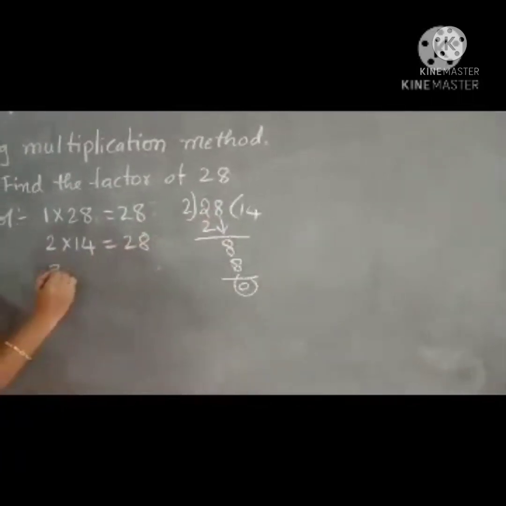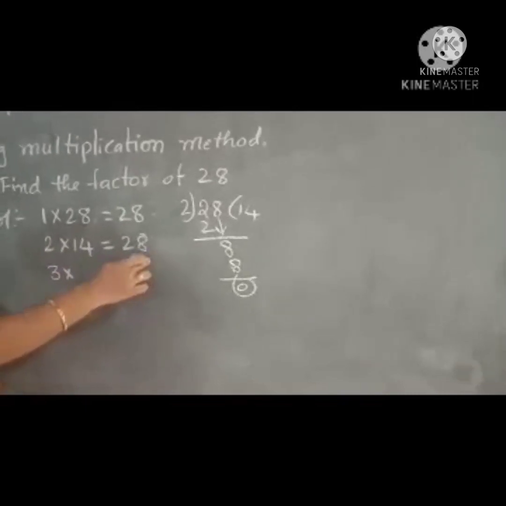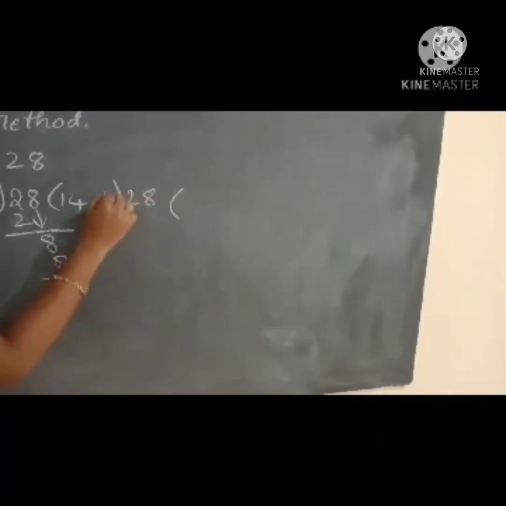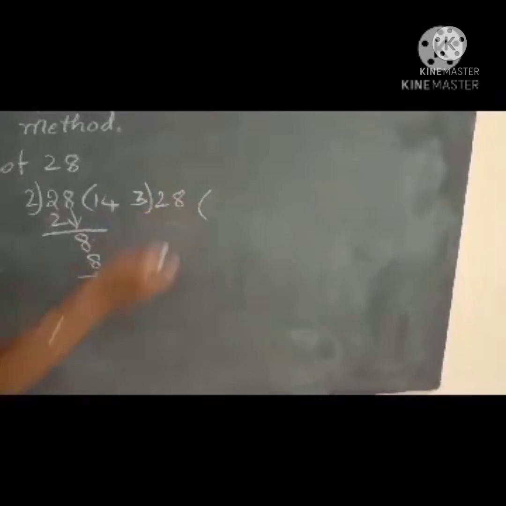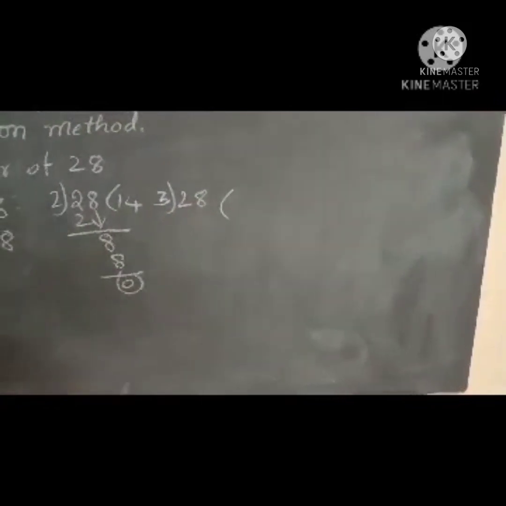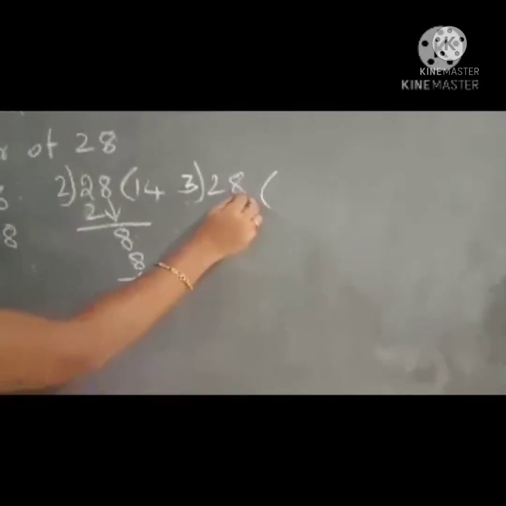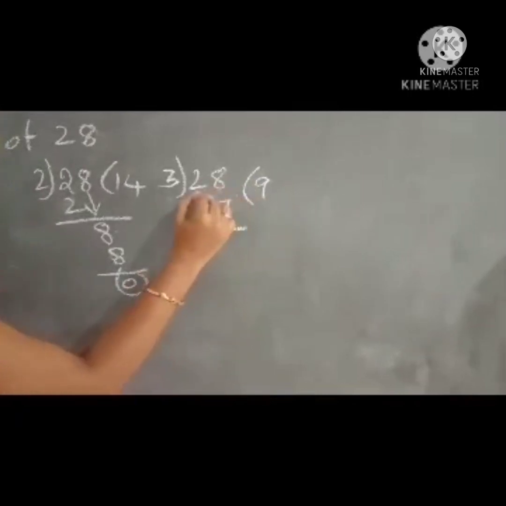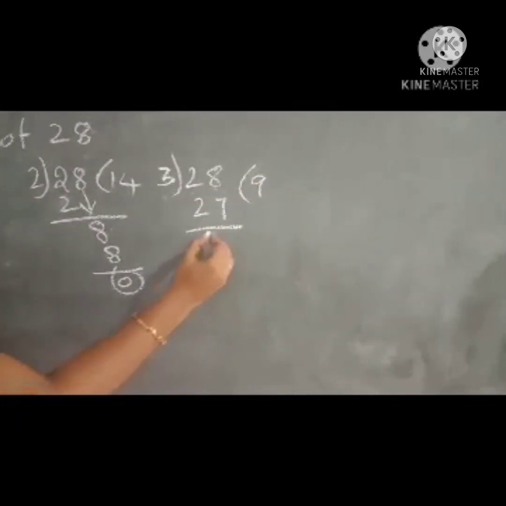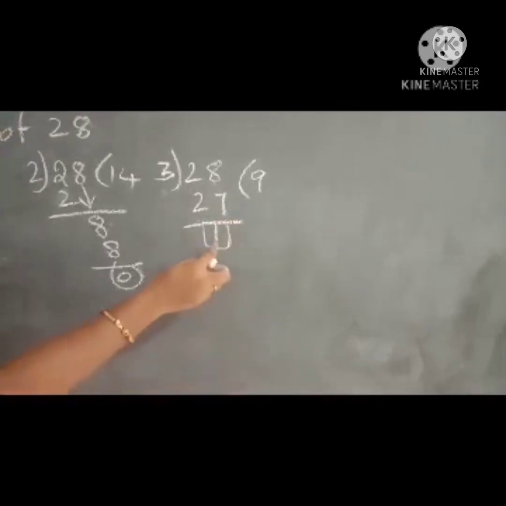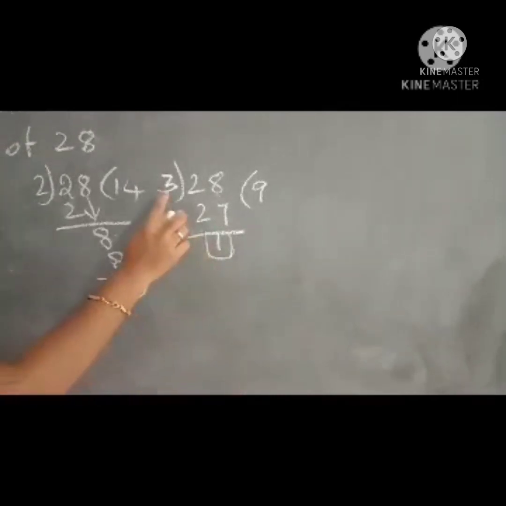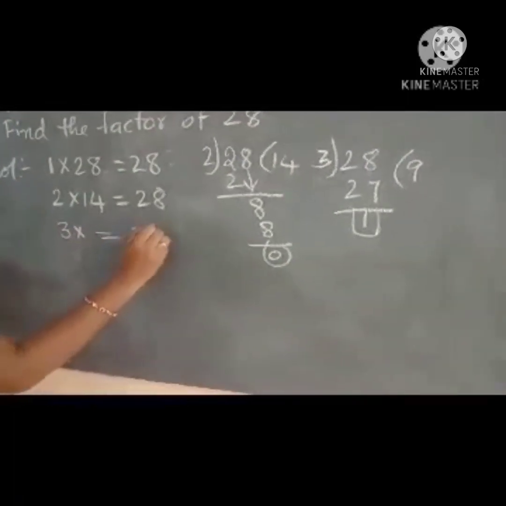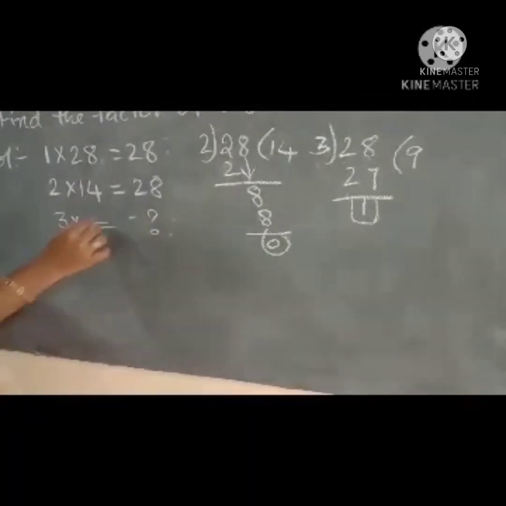Again, in 3 table, is 28 there or not there? Again we have to do the division, 28 by 3. Tell me, in 3 table, is 28 there or not there? Not there. 3 nines are 27. 28 minus 27, what is the remainder here? 1 is the remainder. So here we have a remainder. That's why in 3 table 28 is not there. So 3 is not a factor of 28.